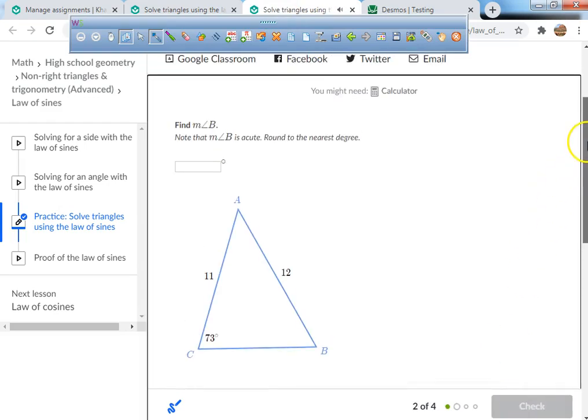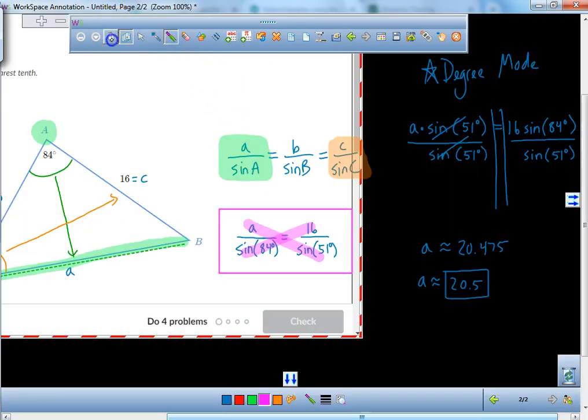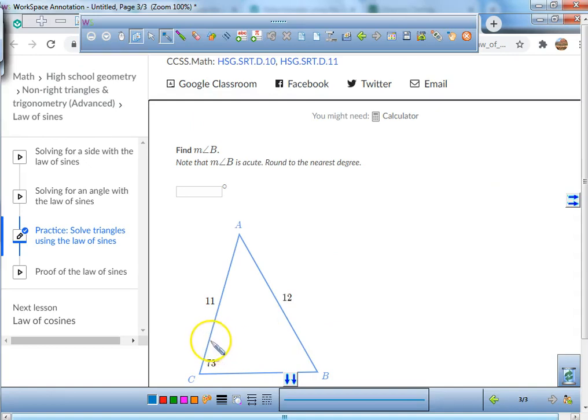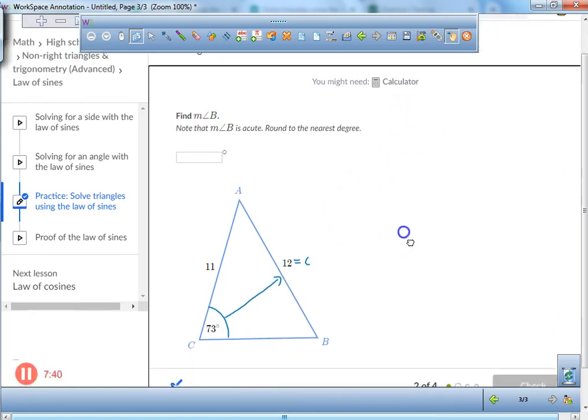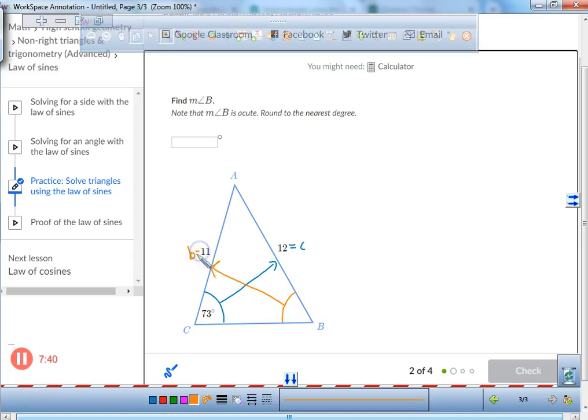Let's do one more, okay? And then I'll let you guys get this one done. Then we'll talk about the law of cosines. All right, so right now I'm going to draw this picture. I'm done. I'll give you guys a chance to draw your picture. I'm going to put a little arc here, put a little arrow going across, and make sure I label that lowercase c. And then, ooh, it says find the measure of angle B. So I'm going to put another arrow going across. That is lowercase b.